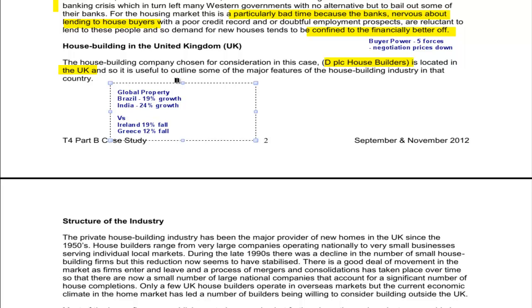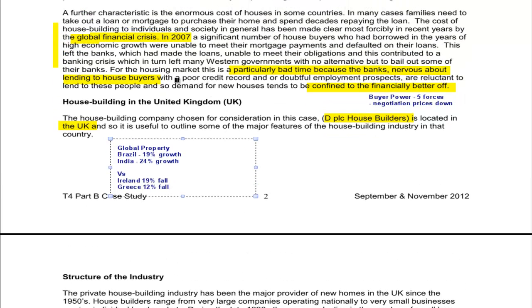We're contrasting that against some of the European markets such as Greece and Ireland. And we can see, yes, there's opportunities in some markets. There's some markets we definitely wouldn't want to expand into. With the UK market very much stagnating, this is definitely something for a UK-based house builder to consider.